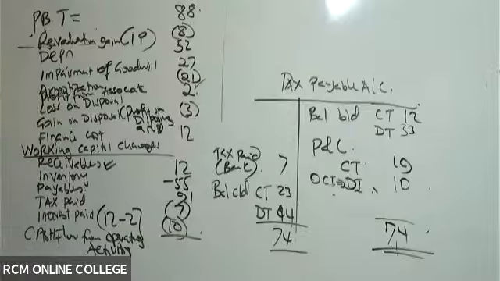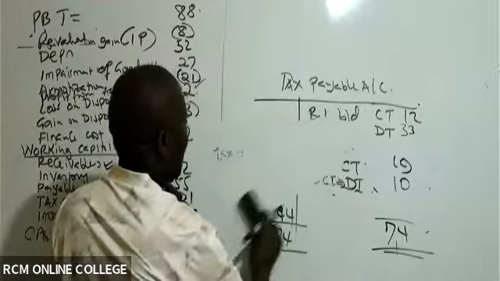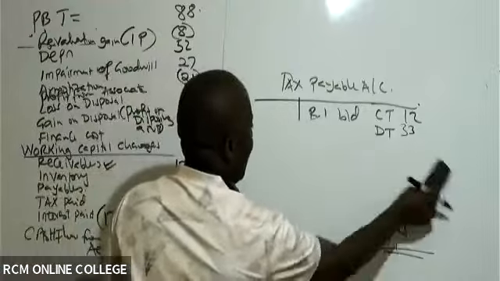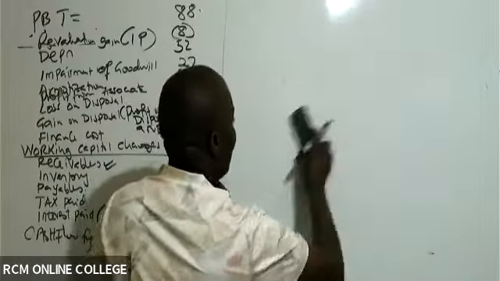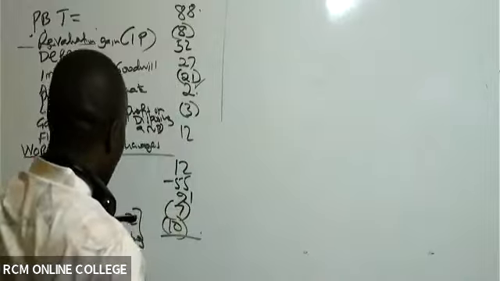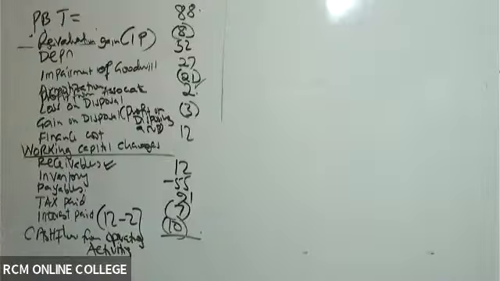Cash flow from operating activities. How much do we have here?